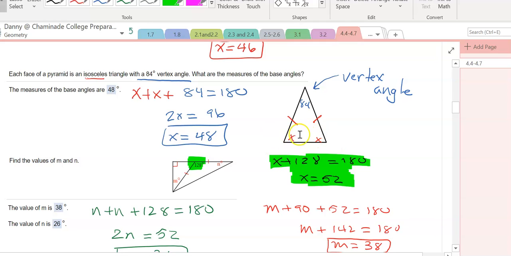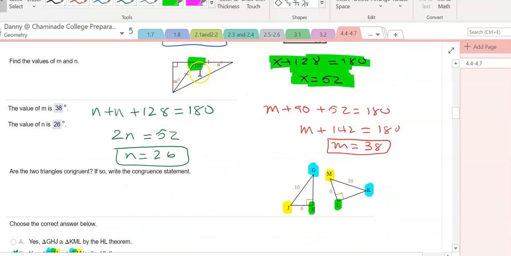And so I have x plus 84 is equal to 180. I solve and I get 48 for each of those. And then the next problem, we have a couple of triangles put together here.